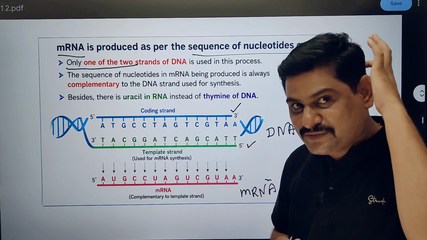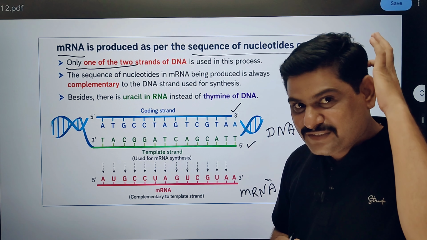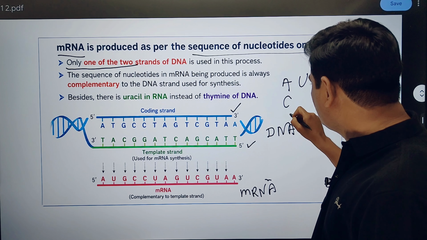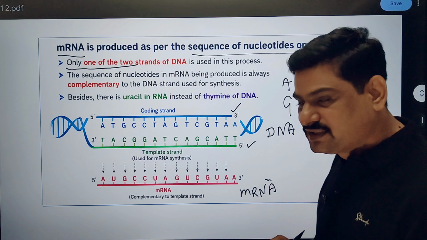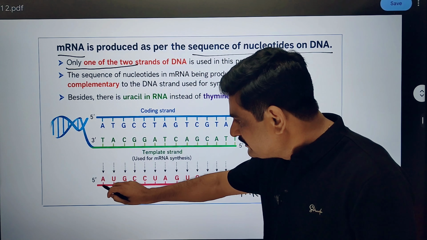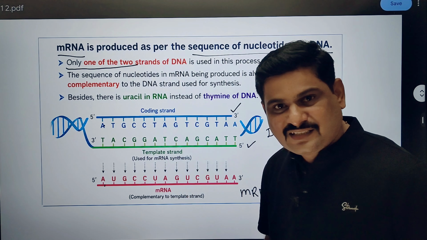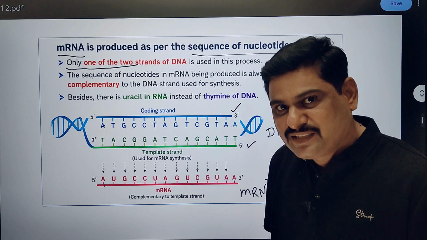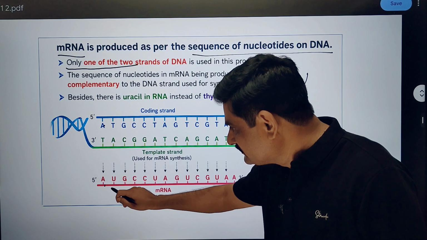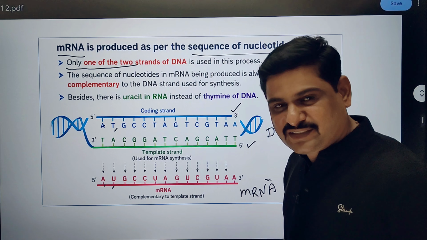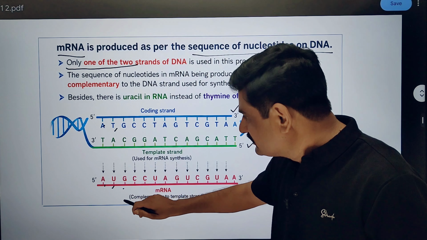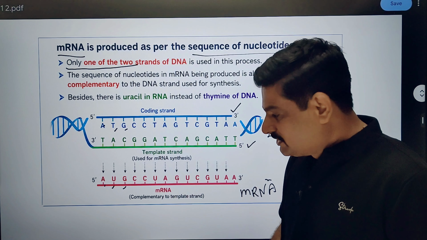Now if you see carefully, that complementary rule we just discussed, what is the complementary rule? A always pairs with U, G always pairs with C. This is the complementary pairing rule. Now here A, and here also A. That is the same, no? It is not complementary. Here U, and here T, because thymine is present in DNA. G here, and here also G.